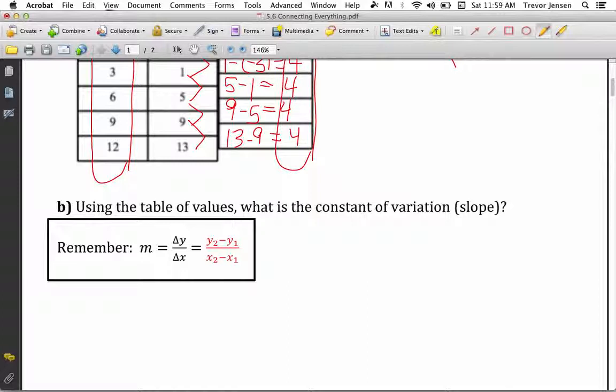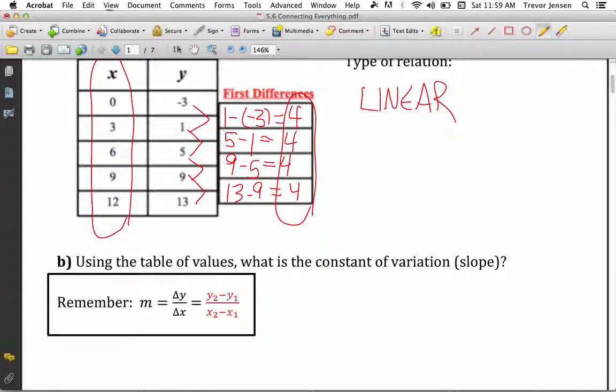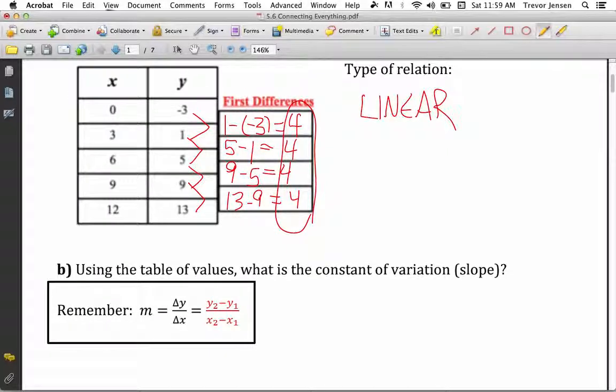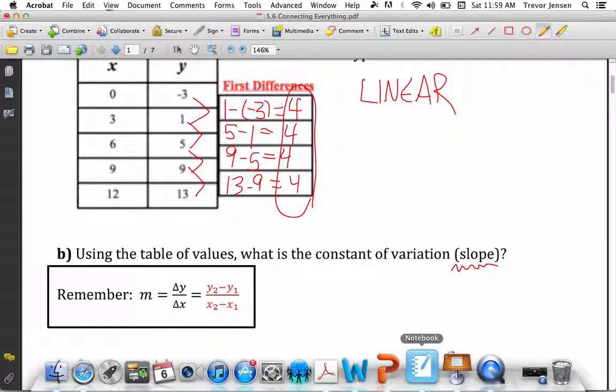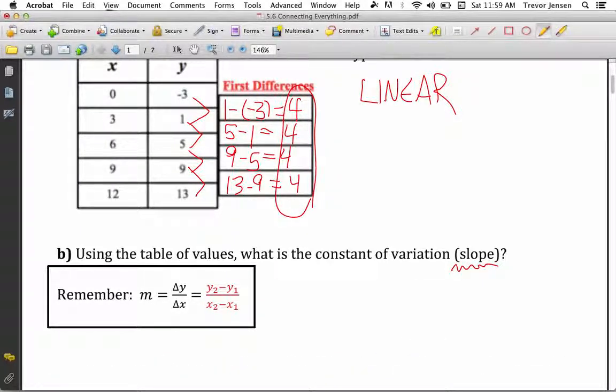Okay, we also need to know how to use the table of values to calculate the constant of variation. So we've done a lot of work with the constant of variation throughout this chapter, and we've also talked about how when a relation is represented graphically, we call the constant of variation the slope of the line. Okay, the slope of the line is the constant of variation between the variables.